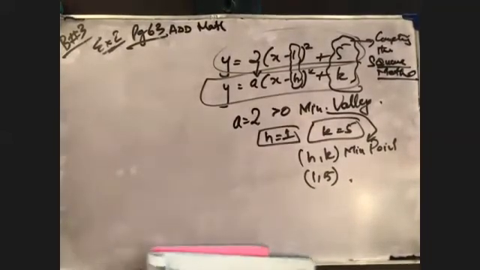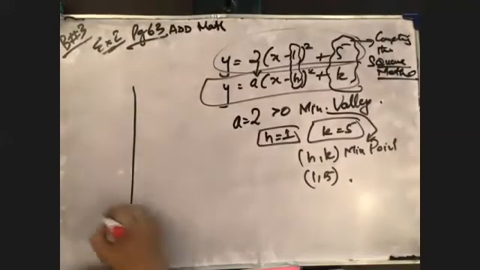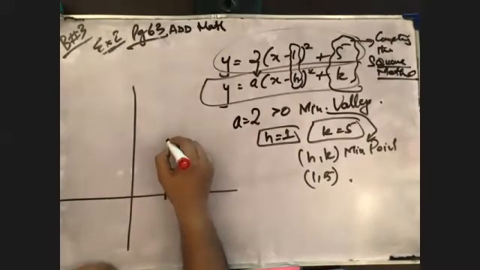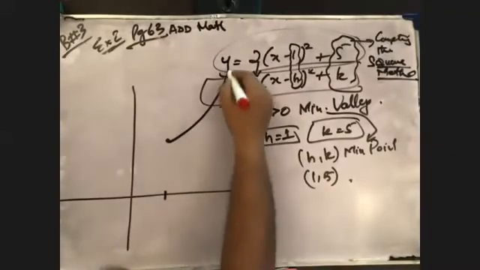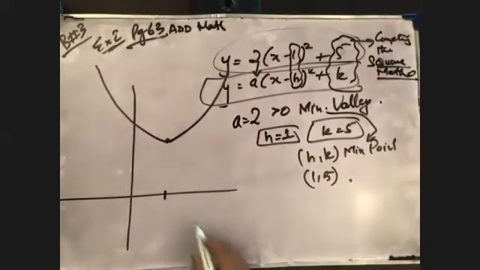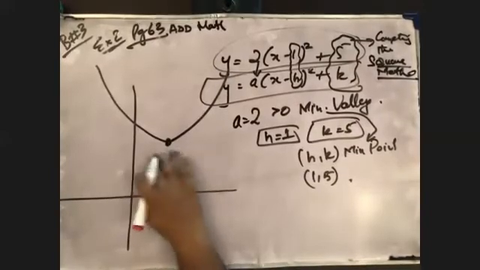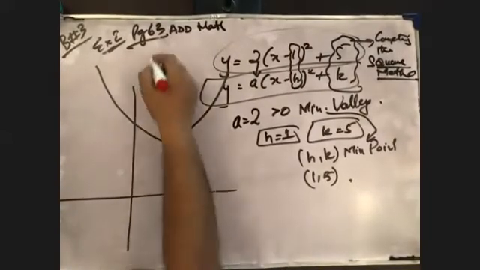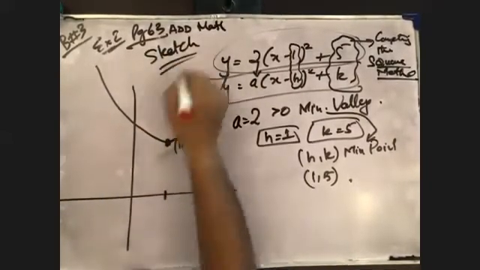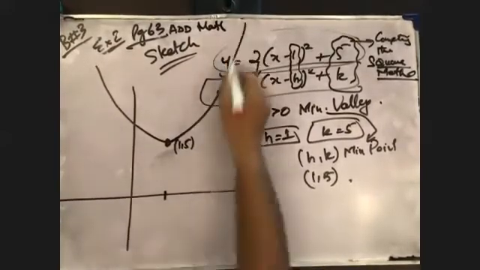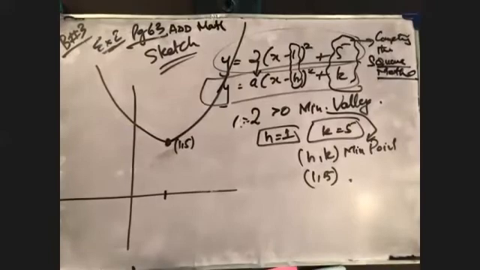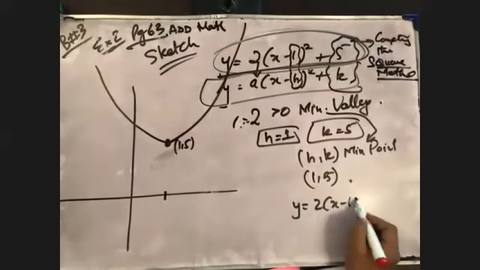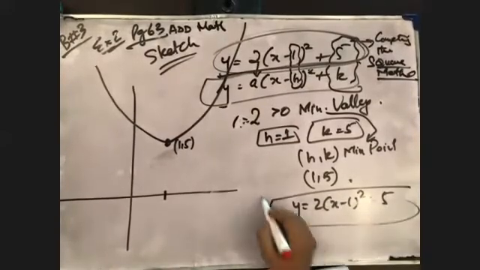Okay. What does that mean? That means 1 comma 5 is the minimum point. It has to be a valley. 1 comma 5 is this point. I am able to sketch it without having to plot it. This graph y is equal to 2 into x minus 1 whole thing squared plus 5 is this.